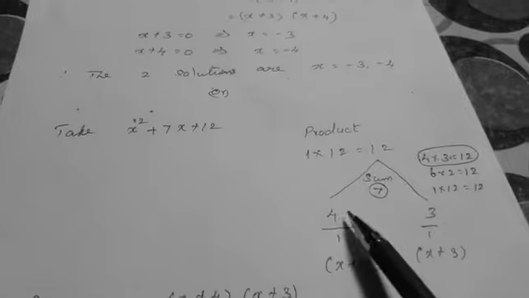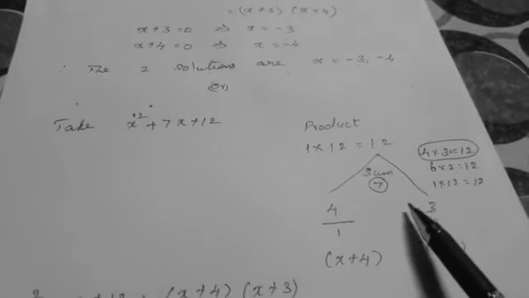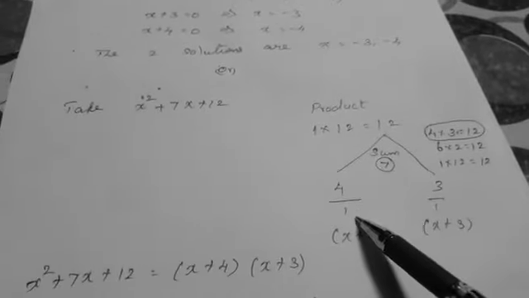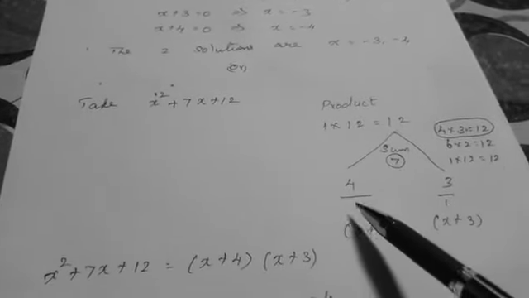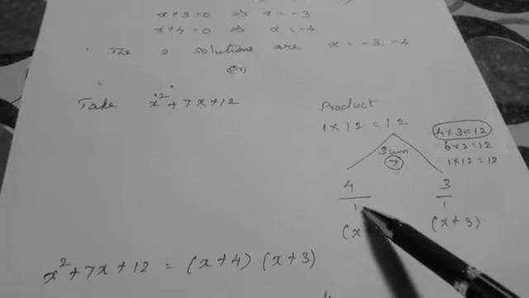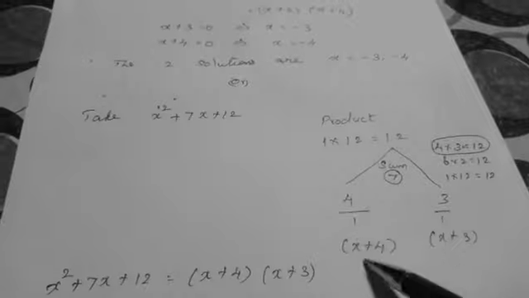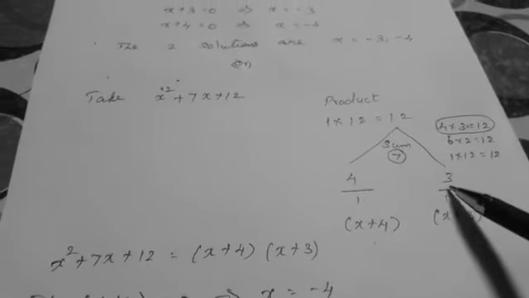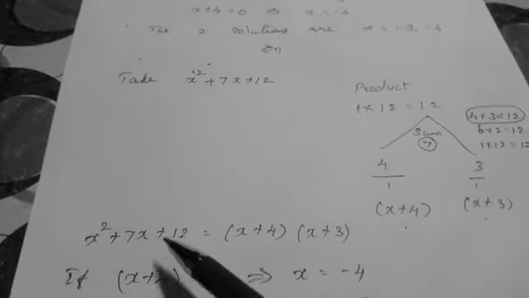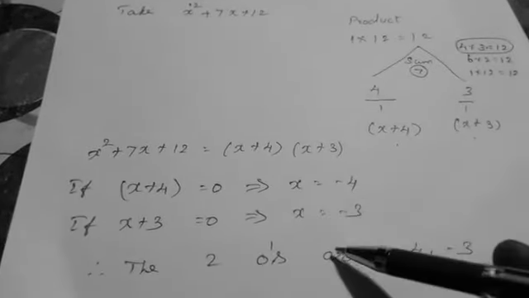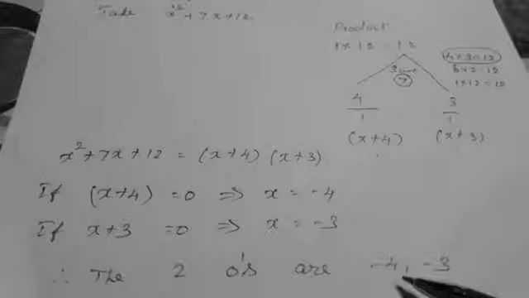So the two numbers are 4 and 3, and that should be divided by the coefficient of x square, which is here 1. So 4 by 1 and 3 by 1. So in the denominator include x, so 1 into x is x. Here the sign of 4 is plus, so the first factor is x plus 4. Likewise, the second factor is x plus 3. So x square plus 7x plus 12 is equal to x plus 4 into x plus 3, and like the first method we will be getting the two zeros as minus 4 and minus 3.